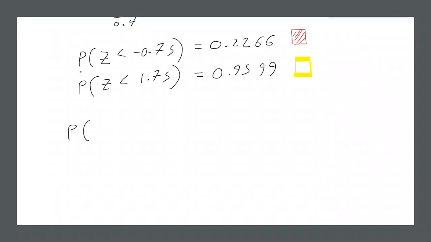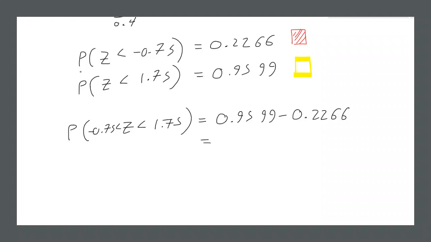So the probability that Z is between negative 0.75 and 1.75, that's going to be 0.9599 minus 0.2266. And that gives us 0.7333, or 73.33%. And that's the answer.